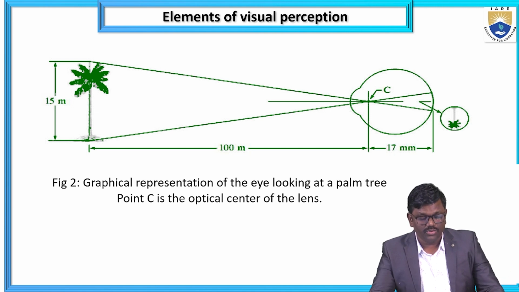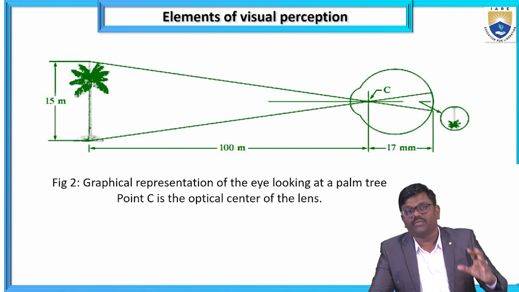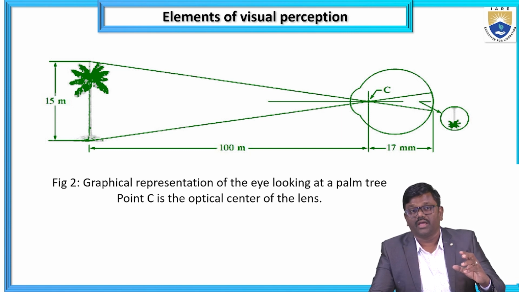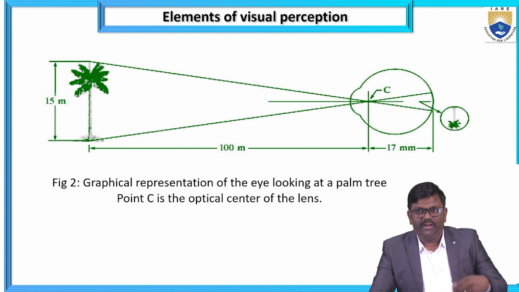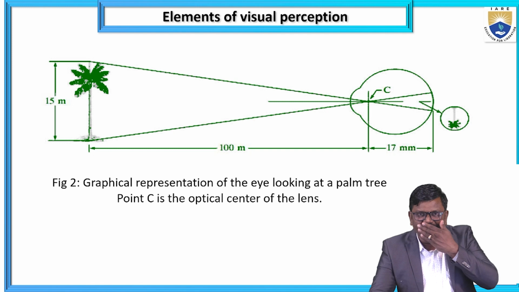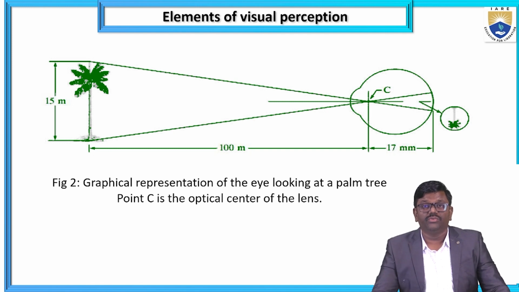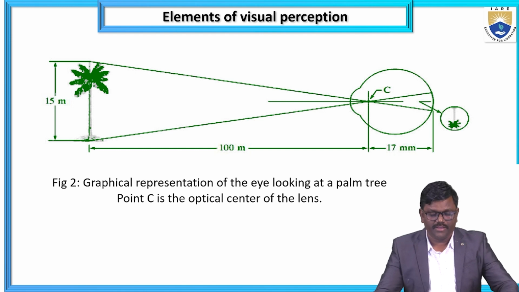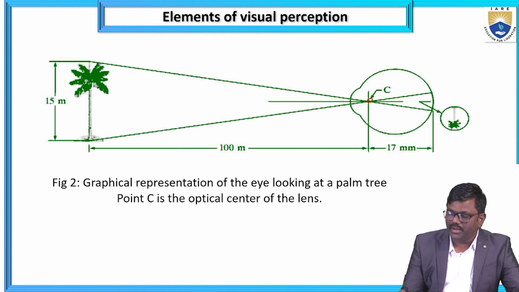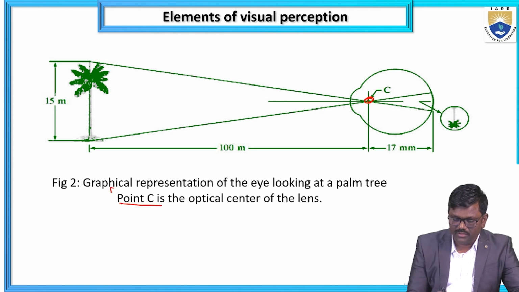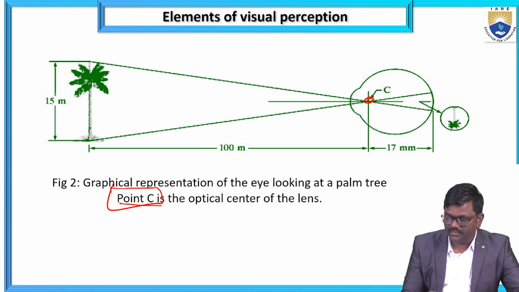See figure number 2 compared to figure number 1. Figure number 1 is the overall structure of the eye. Now we are keeping to the graphical representation of the eye looking at a palm tree. Point C is the optical center of the lens. You see here the center, the C point is here.